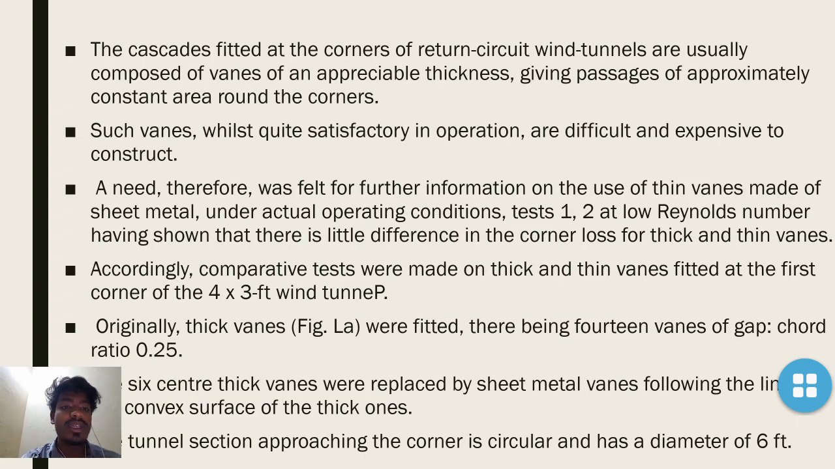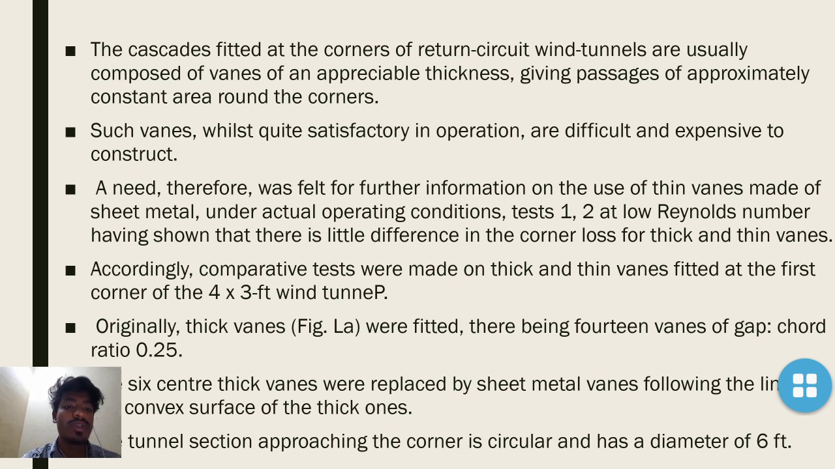The cascades fitted at the corners of return circuit wind tunnels are usually composed of vanes of appreciable thickness, giving passages of approximately constant area around the corners. Such vanes, whilst quite satisfactory in operation, are difficult and expensive to construct.